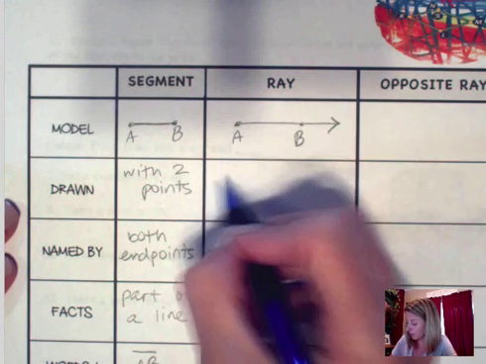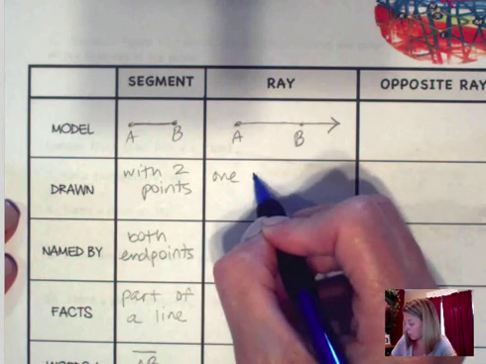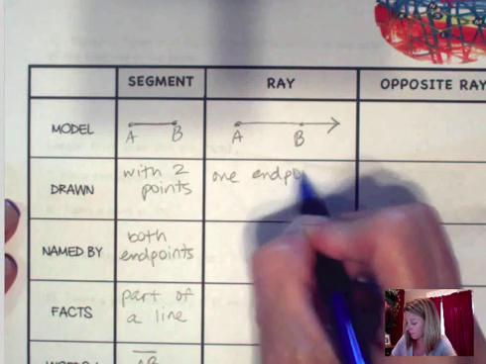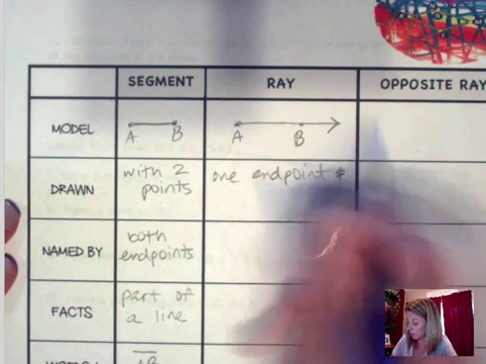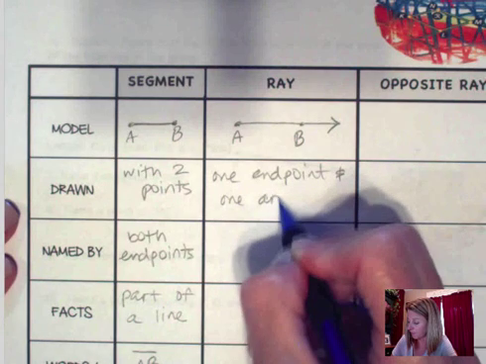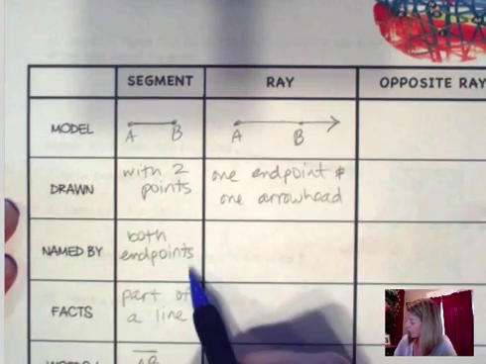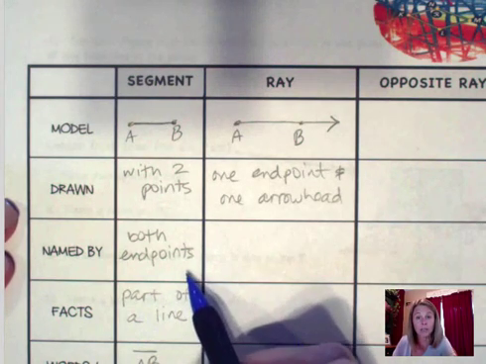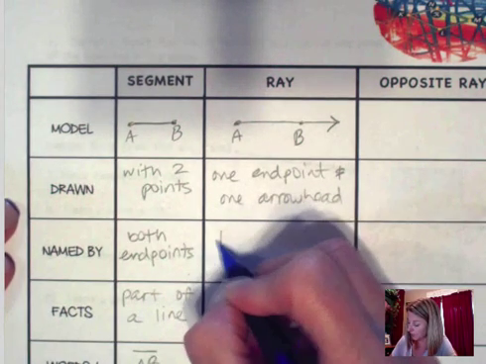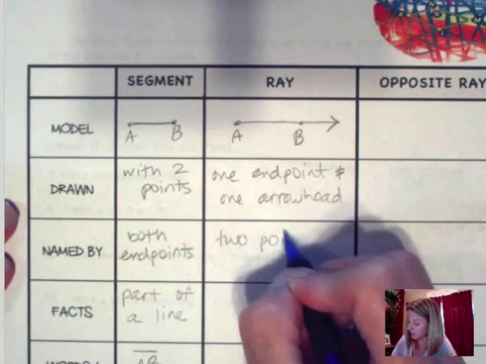So it is drawn with one endpoint and one arrowhead. It is named by the 2 points.